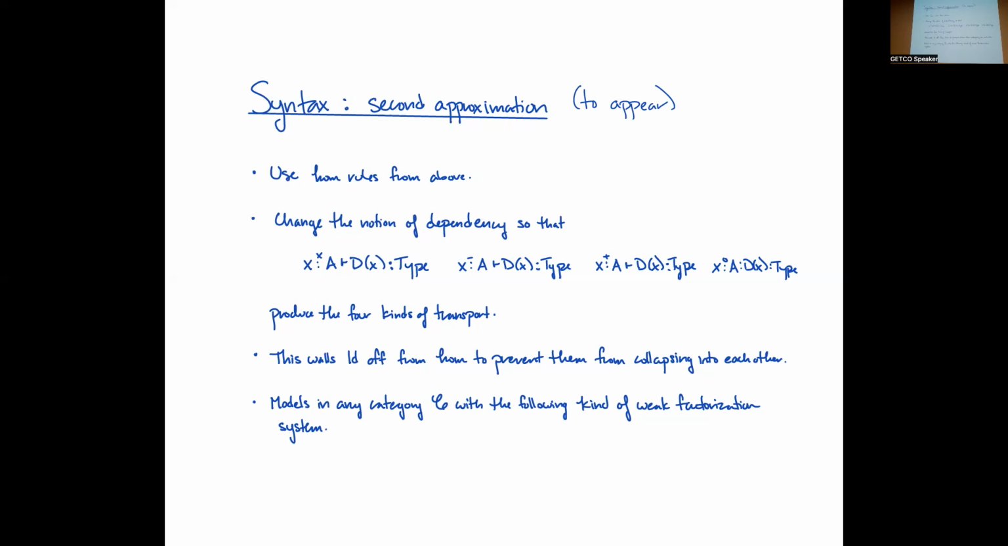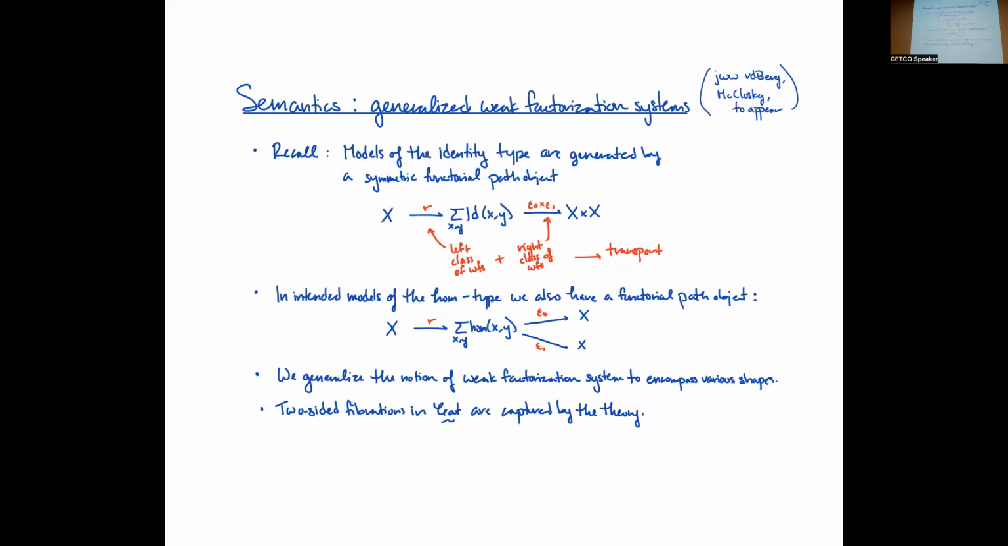And the whole point is to describe a syntax where we have models in any category with the following kind of generalized weak factorization system. Okay, so let me talk a little bit about the semantics. This is joint work with Benno van den Berg and Aaron Petoskey.